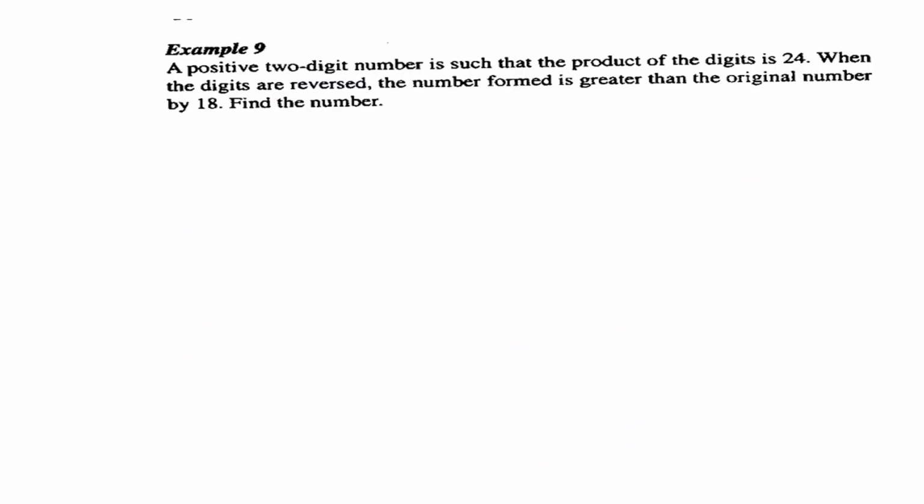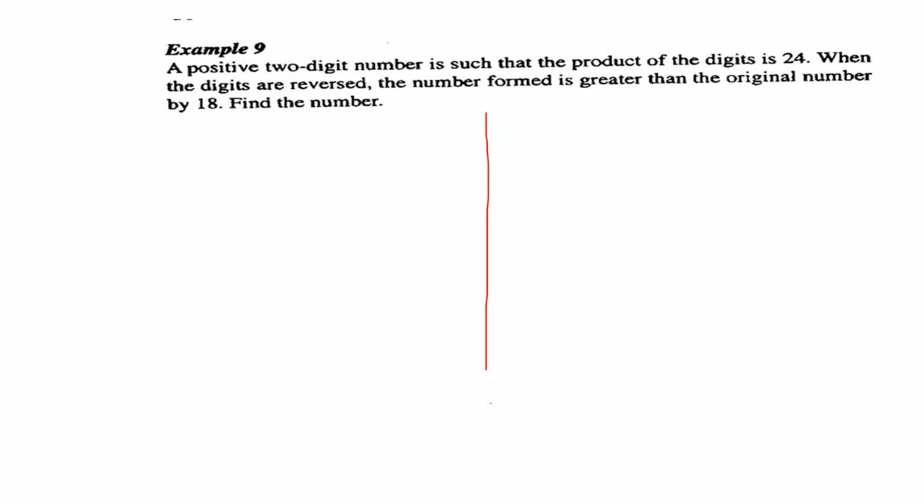In this question, we are told that a positive 2-digit number is such that the product of the digits is 24. When the digits are reversed, the number formed is greater than the original number by 18. Then we are told to find the number.